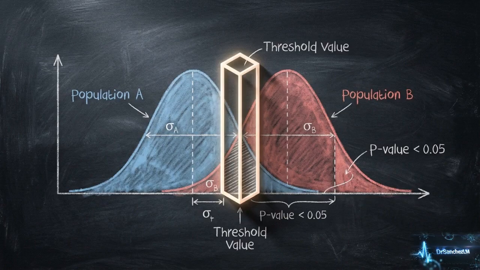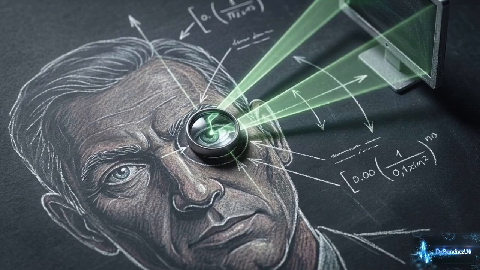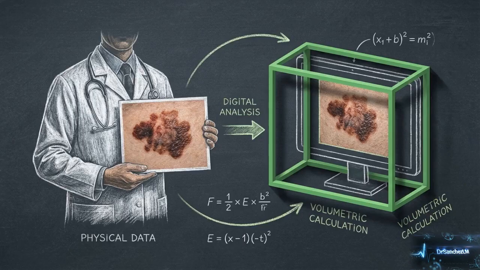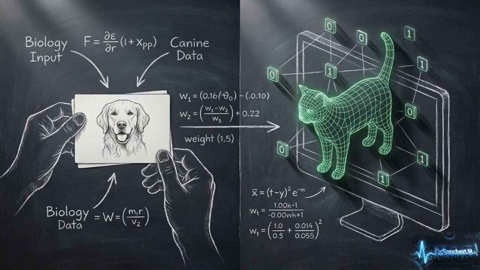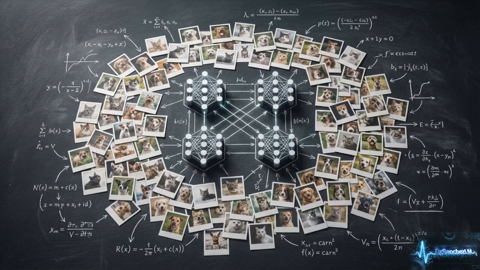AUC is a statistical measurement of how effectively a test can distinguish between two distinct groups, such as healthy and cancerous cells. The results proved that clinical intuition was no longer the only way to identify a melanoma. A computer had reached the same tier of accuracy as a human specialist. AI learns through sheer volume and repetition, similar to how a child learns to tell a cat from a dog. You don't provide a child with a list of mathematical rules. You show them thousands of examples until the brain recognizes the pattern instantly.